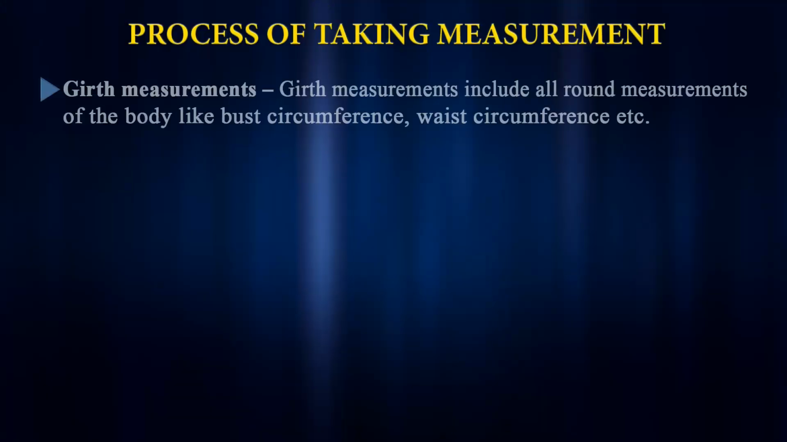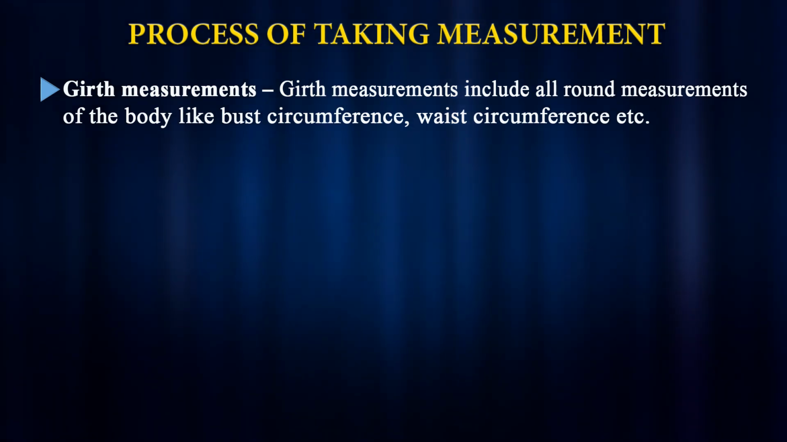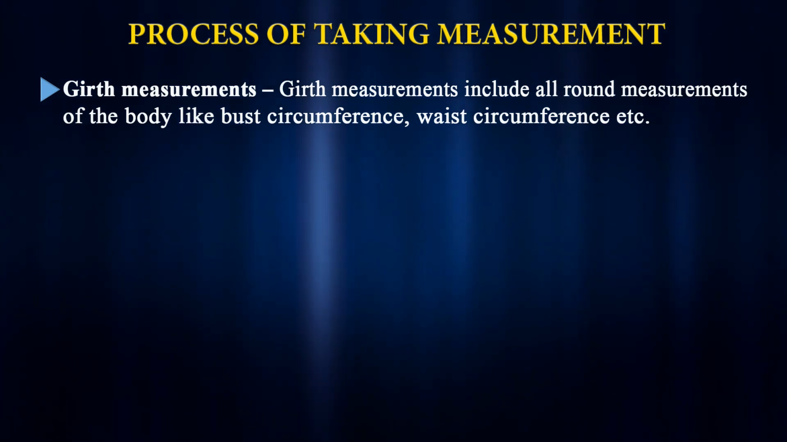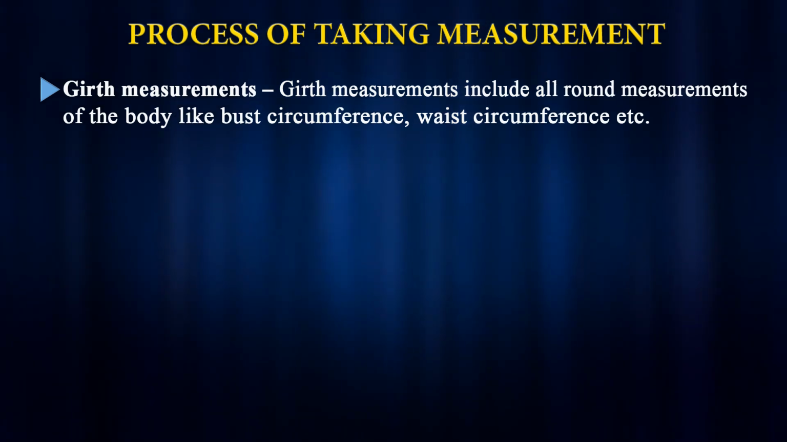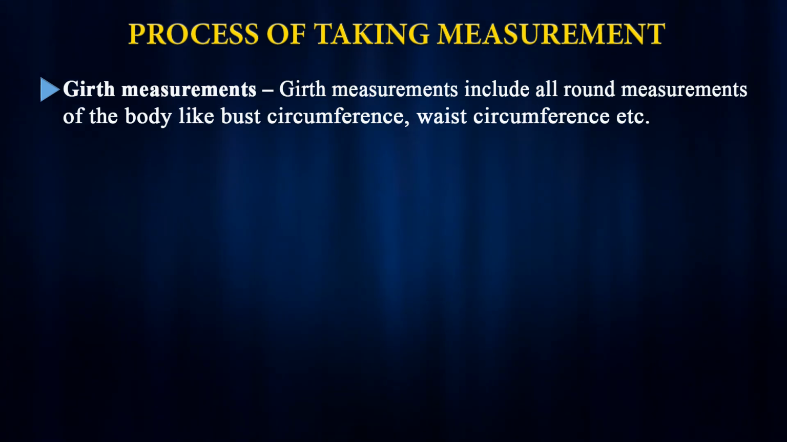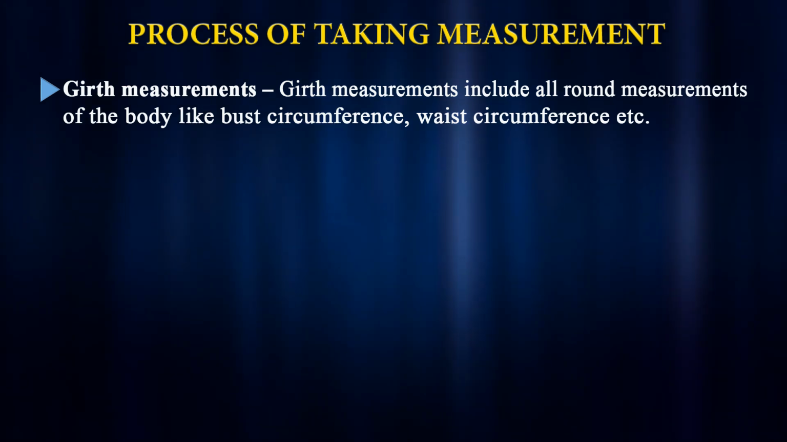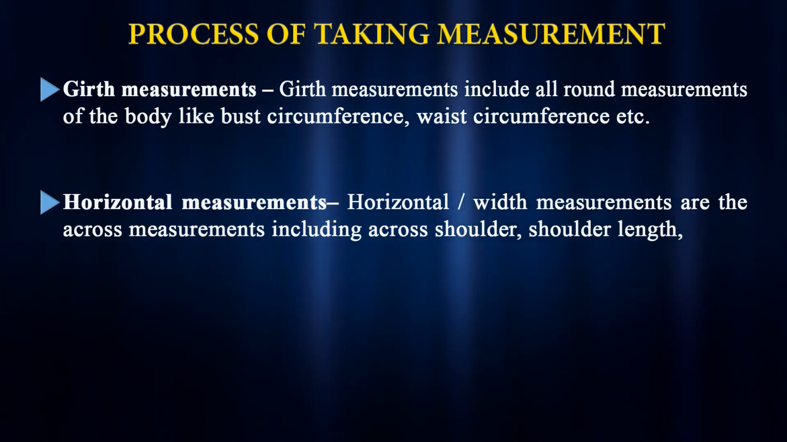When we talk about the girth measurement, it is the round part or the circumference of the body. Girth measurement includes all round measurements of body parts, like bust circumference, waist, hip circumference, and round of the neck. In the process of taking measurements, first we go for the girth measurement, taking the round part of the body's measurement. Then second is the horizontal measurement, also called the width measurement.